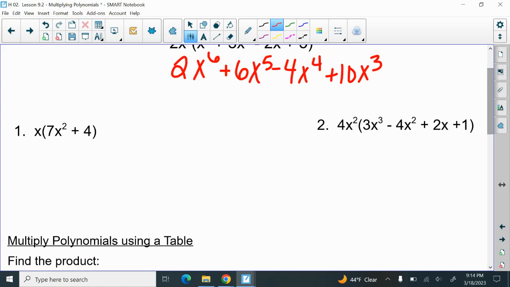Let's do the next one together. So here, again, applying or distributing my x. So I get 7x to the third plus 4x. Take a minute, pause the video, and then when you're ready, come back to see the answer to number 2.